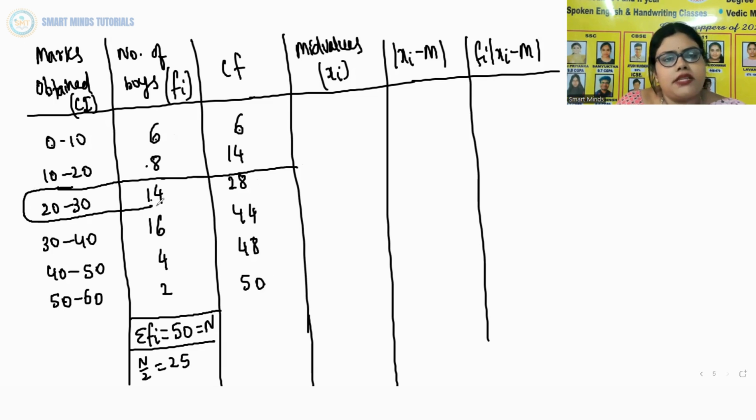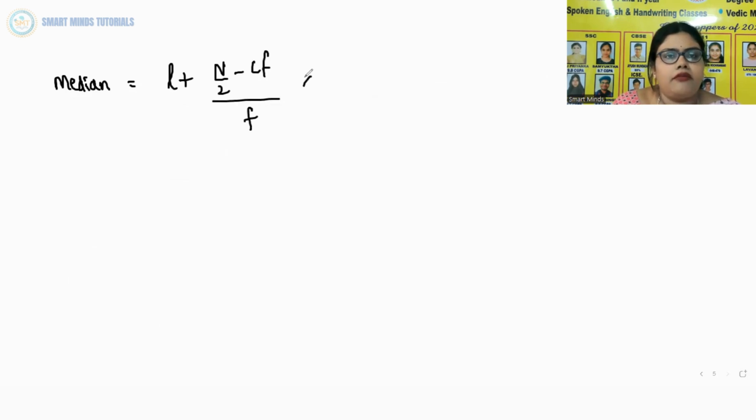Now for continuous series, the method of finding the median is different. So this is the median class, and over here let me find out the median. For median, the formula is L plus N by 2 minus CF by F into H. What is the lower limit here? Lower limit of the median class, you look at the table. So L is 20, then N by 2 is 25.